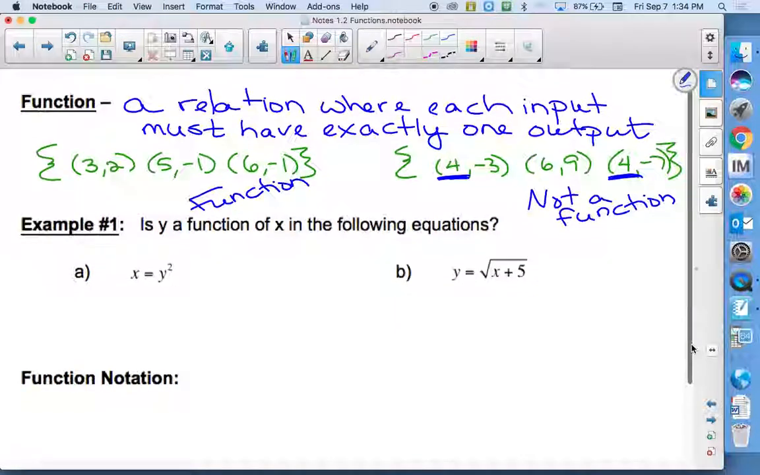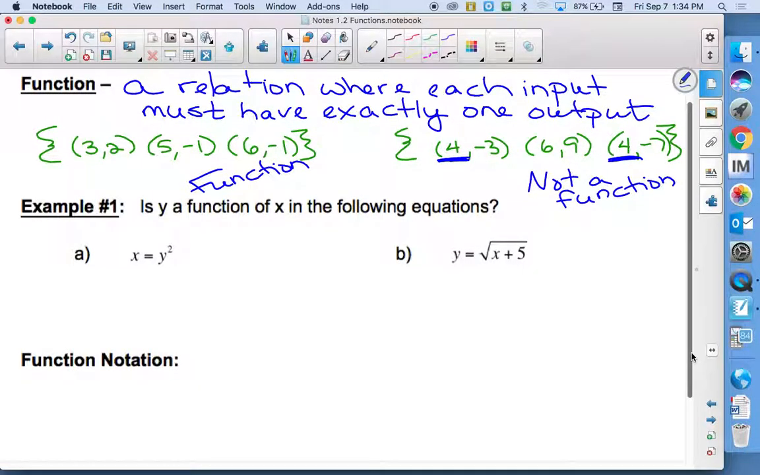Underneath, we can also look at equations and decide if they're functions. And we can look at graphs and decide if they're functions. Right now we're just going to work with the equation part. Is y a function of x in the following equations? First one says x is equal to y squared. What do you think you do first with that? Like x equals y squared.